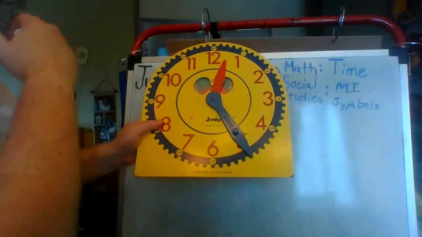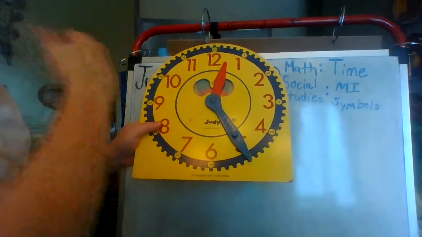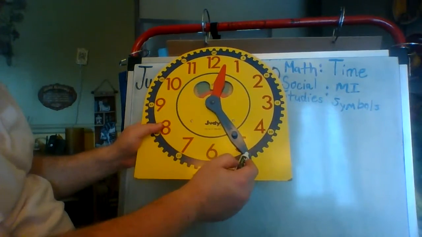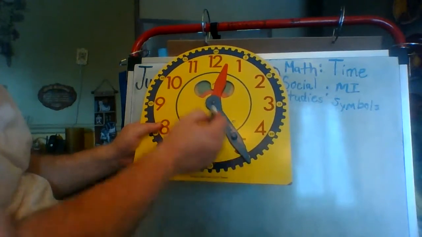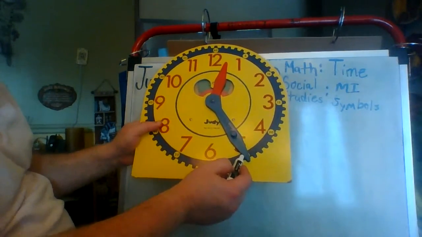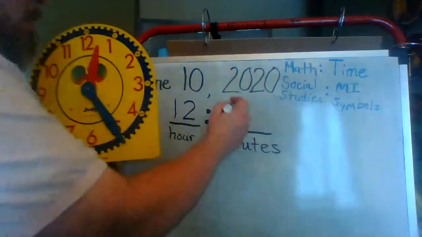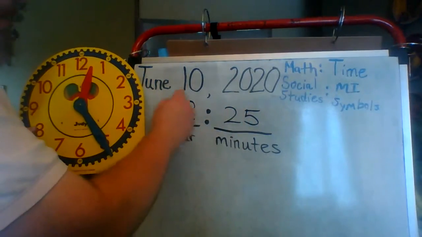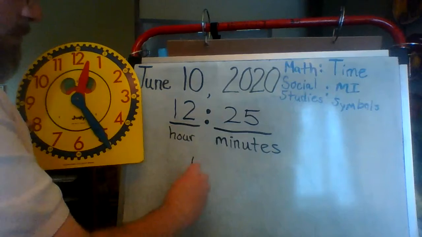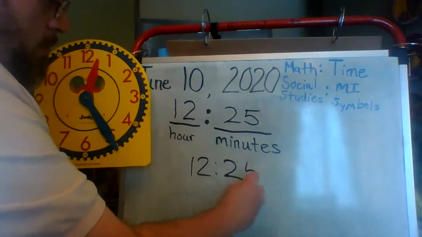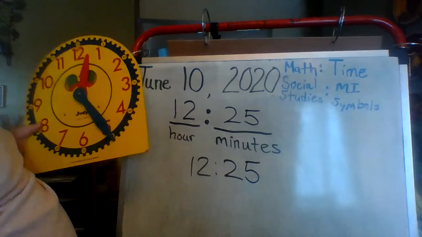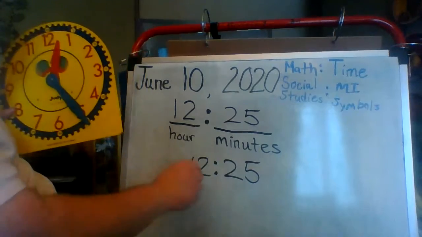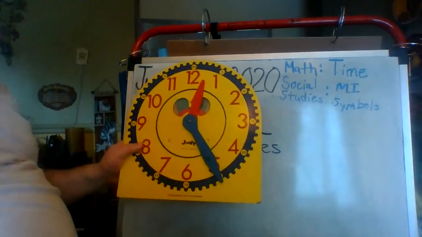So to find out what my minutes are at, I need to count by 5. 5, 10, 15, 20, 25. I stop where my minute hand is. So I'm 25 minutes. So it's 25 minutes after 12, or I can also say it as 12:25. Okay? Hour of 12, 25 minutes.